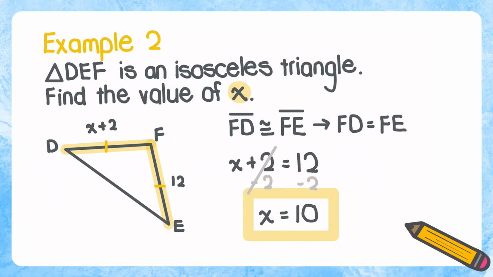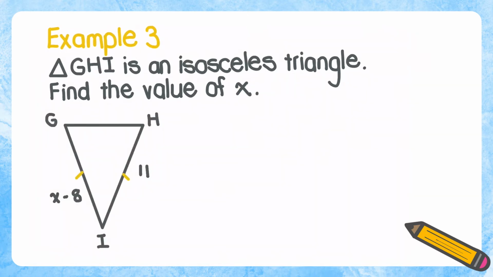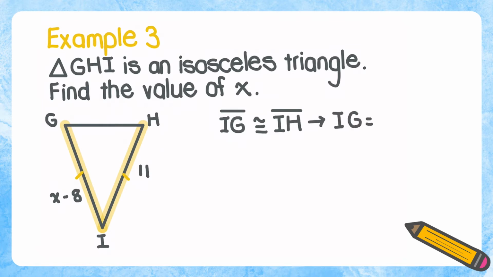In this example, once again, we use the fact that an isosceles triangle has two congruent sides. Here's another example. Triangle GHI is an isosceles triangle. We're going to find the value of x. Based on the tick marks, I know that side IG is congruent to side IH. So these two sides, sides IG and IH, are congruent to each other. This means that they share the same side length. Their side lengths are equal to each other.